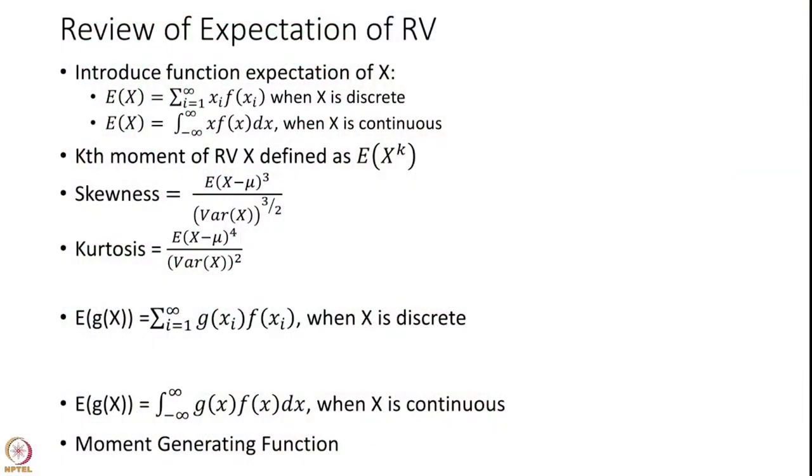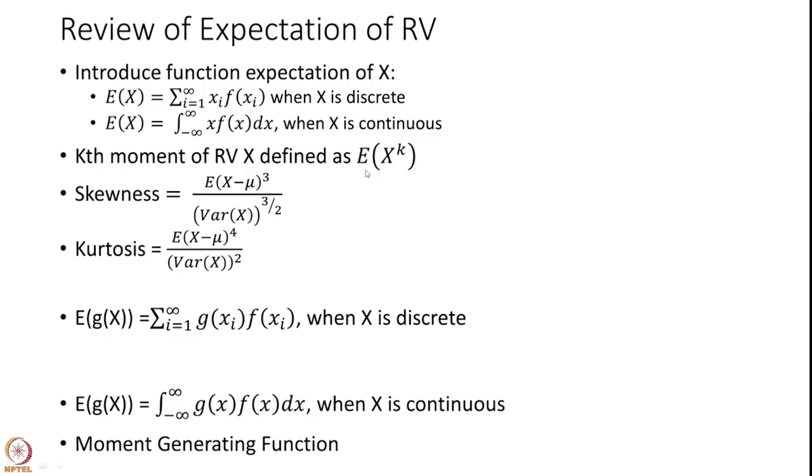We introduced the function of expectation of a random variable x. In the case of a discrete random variable, we defined the expected value of x as a summation from i to infinity of x_i multiplied by f, that is the probability mass function of x_i. And in the case of a continuous random variable, we define it as an integral from minus infinity to infinity of x multiplied by the probability density function of x, dx.